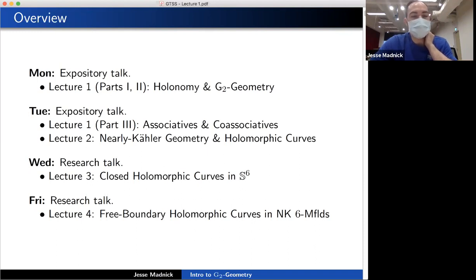nearly Kähler 6 manifolds. So lecture 1 ended up being a little too long, and lecture 2 ended up being a little too short. That's just the way it turned out. So today I'll cover parts 1 and 2 of lecture 1, and then tomorrow we'll pick up with part 3 of lecture 1 on associatives and co-associatives, and then go into lecture 2.